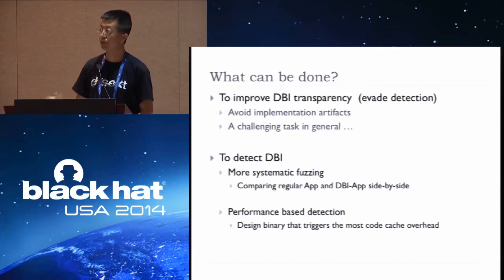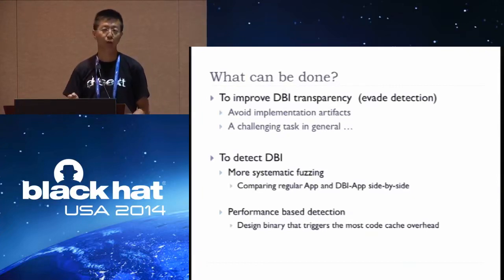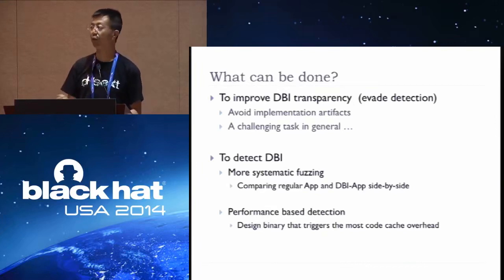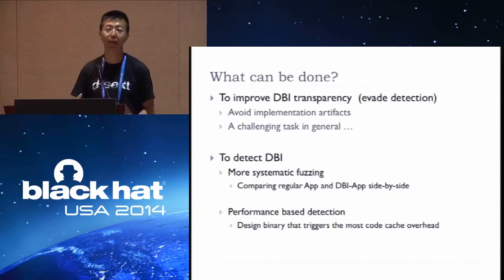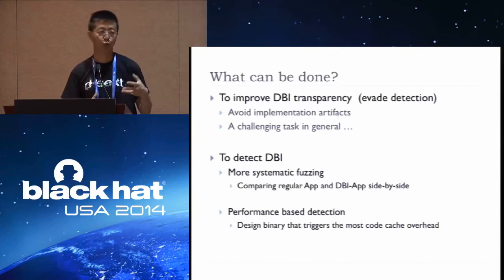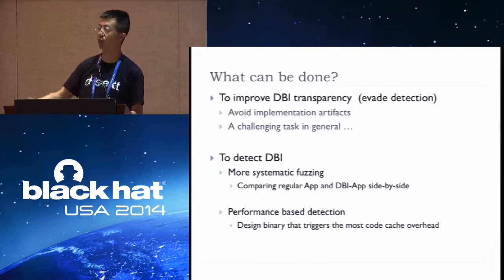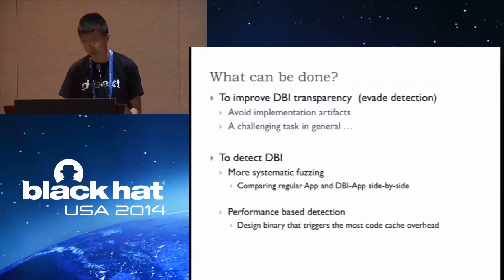If you look at it from the attacker point of view, there's still lots of work you can do. We only scratched the surface. I showed you a few ways you can detect the DBI. And if you want to do more, for example, you can do a more systematic comparison between the DBI situation versus native execution side by side. You can probably write a more systematic fuzzer to do this.